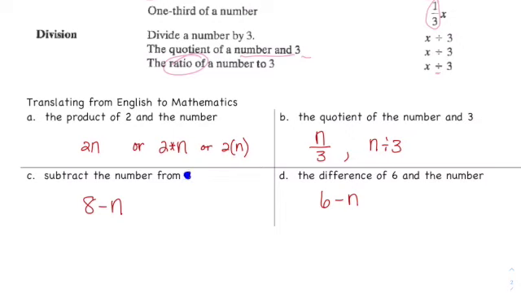Subtract the number from A, so A has to go first, and you subtract the number from that. And the difference of 6 and the number is just between the two, so whoever comes first will get written down first.